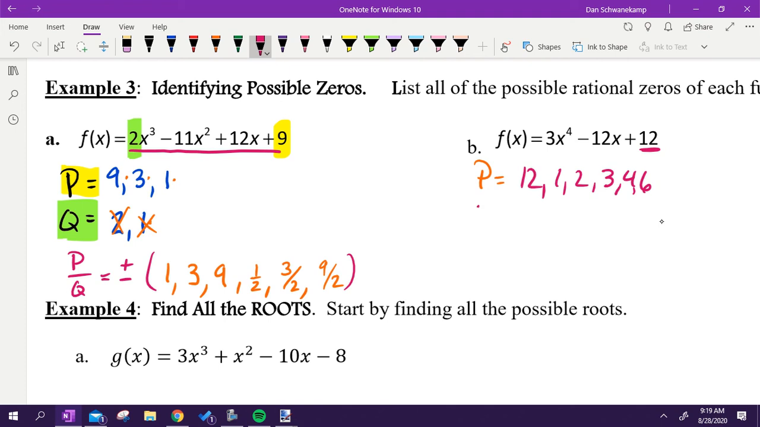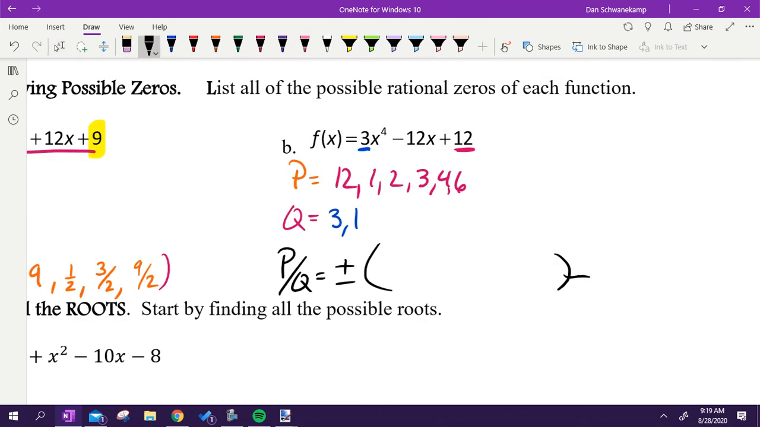Good. Sam McCain, what's my Q going to be? 3. Whatever my leading coefficient is, it's 3. And all the numbers that multiply to get 3. 3 and 1. Okay, there's that list. Then we're doing P's over Q's. It's always plus or minus. I'm just going to list them out.